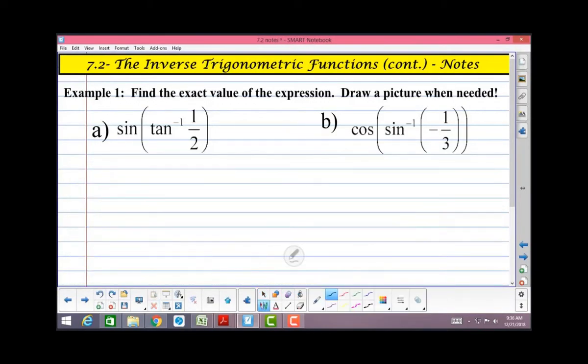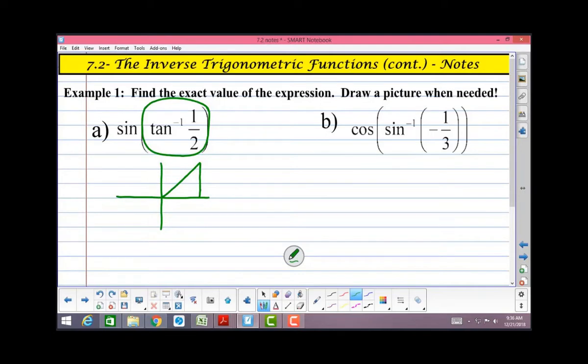Okay, so this very first problem has the sine of the inverse tangent of 1/2. So what we're trying to find, first of all, is where the tangent is 1/2, and then at that place where the tangent is 1/2, what's the sine of that same angle? So first thing you need to do is figure out the information you can about where the tangent is 1/2. Hopefully you realize there is no place on the unit circle where the tangent is 1/2. So you have to draw a picture for this one.